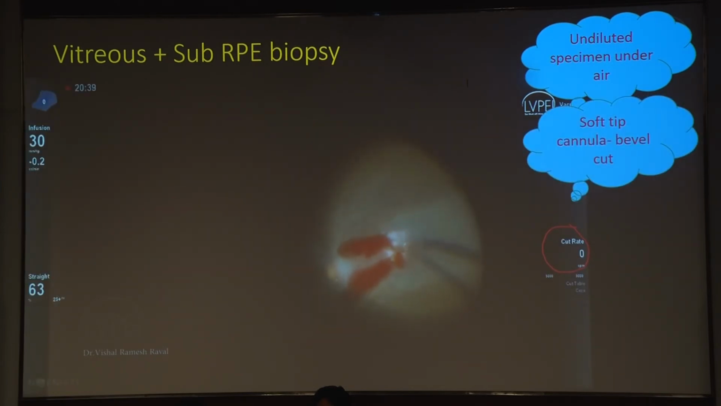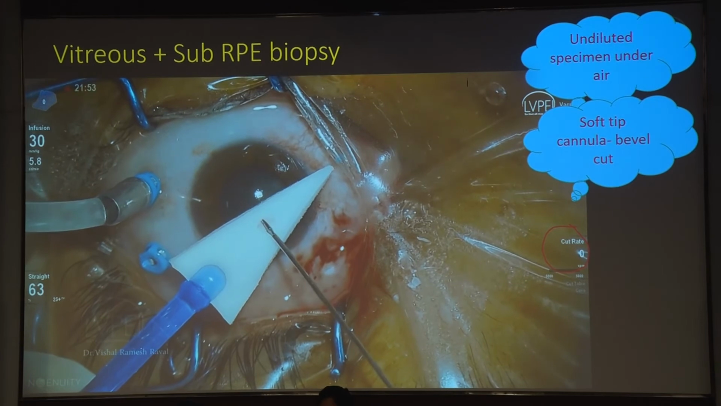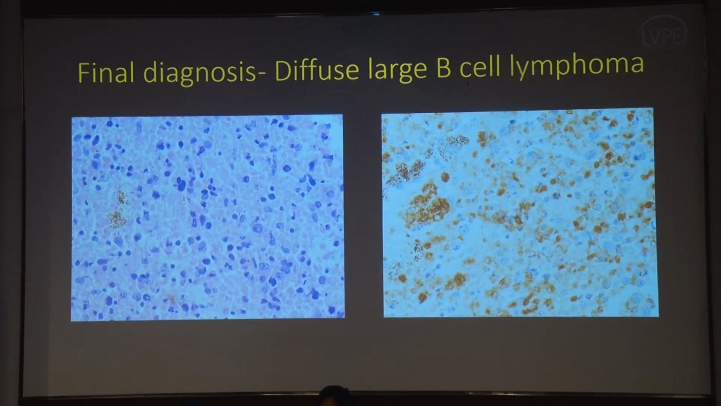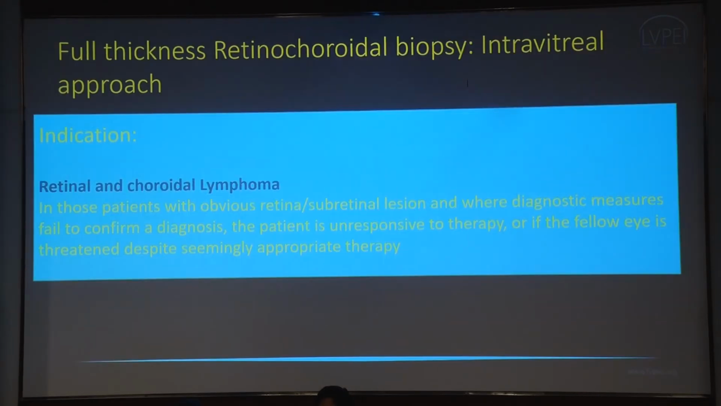And for the soft tip cannula that I was using, always use a bevel cut at the distal end of the cannula, so that when you enter with that bevel, it easily enters into the sub-RPE space. And this material is then sent for the biopsy. This again confirmed our diagnosis of diffuse large B-cell lymphoma with CD20 positive, and the patient was started on an intravitreal methotrexate regimen, close to 24 injections over a year.